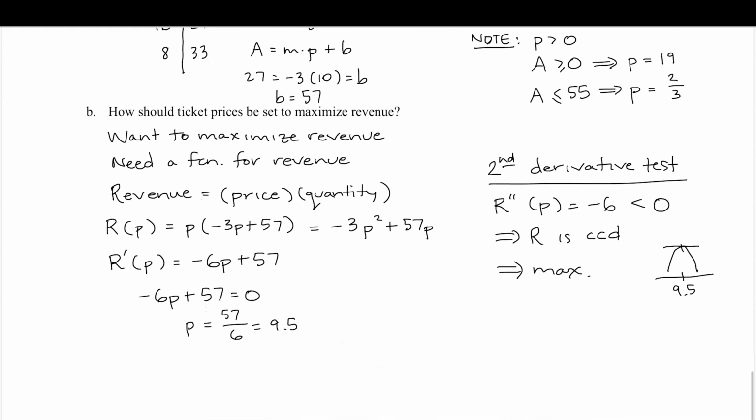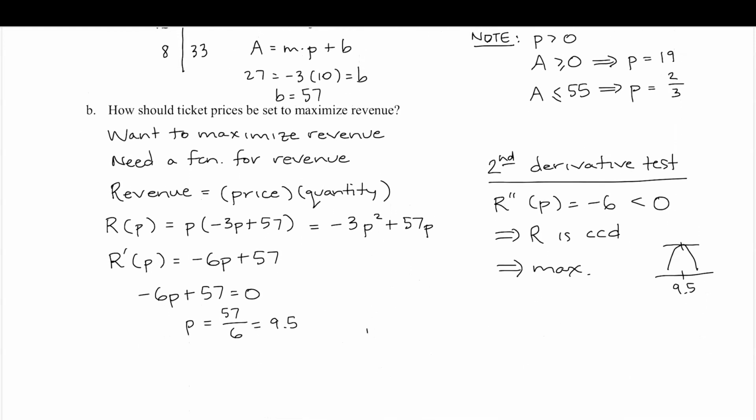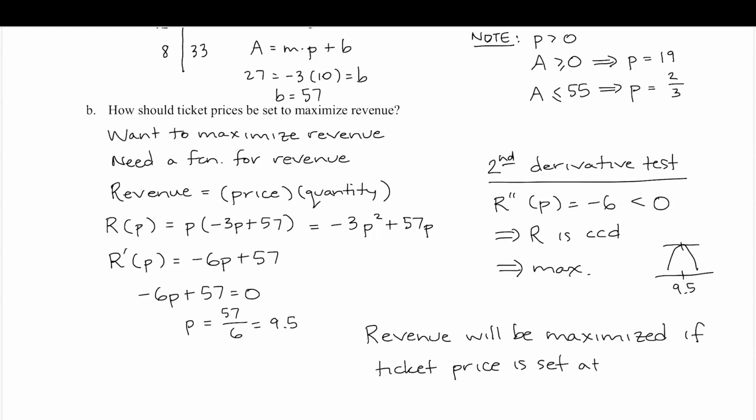All right, now again, we should go back and make sure we answer the question, how should ticket prices be set? So revenue will be maximized if the ticket price is set at $9.50. Now, in this case, we had a restricted domain, so I'm just going to make a note.